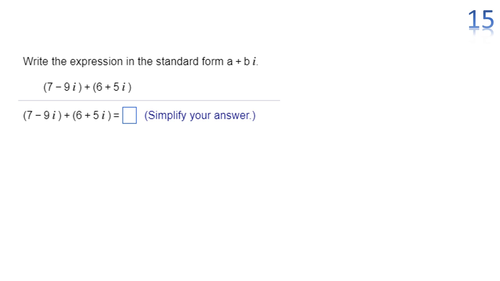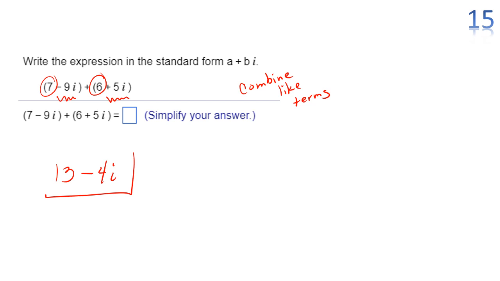Now here's an expression that would be complex numbers. The i's represent the imaginary unit. But the easy thing is we can simply combine like terms. If we combine the like terms, 7 plus 6 would be 13. Negative 9i plus 5i would be negative 4i. This would be the final answer because there are no longer any like terms.